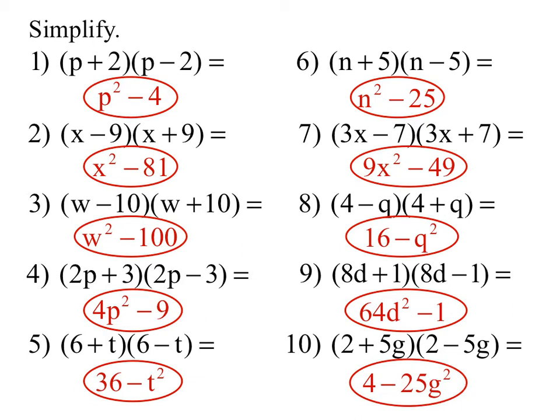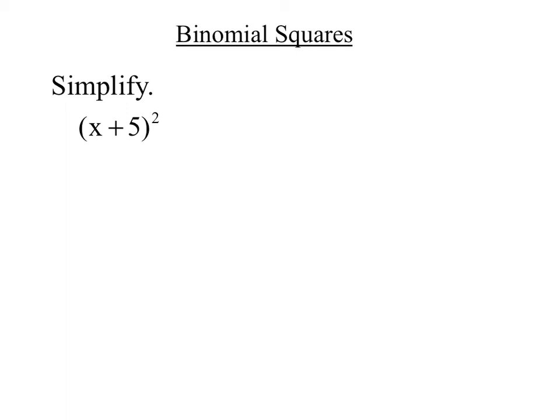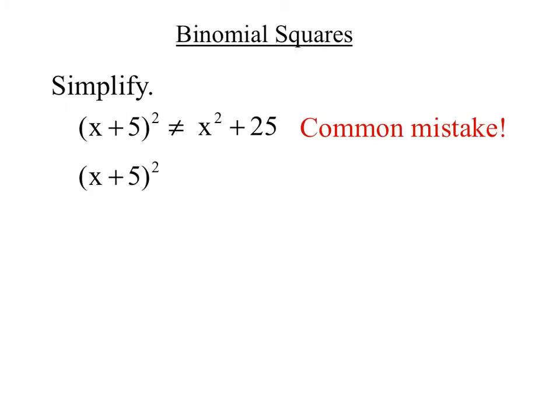This is called a difference of squares. Now we're going to go to binomial squares. When I have a binomial square, I want you to remember, do not distribute that 2, a 2 as an exponent. Exponents do not get distributed. This is a common mistake that a lot of students make. So remember, when the exponent is touching the parenthesis, it means everything in the parenthesis is squared. So x plus 5 to the second power really means x plus 5 times the quantity of x plus 5.